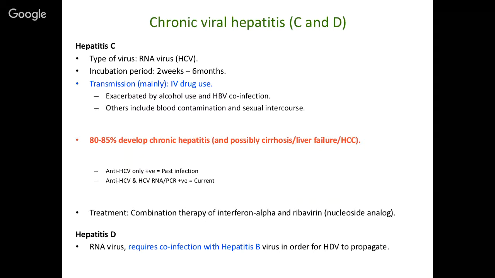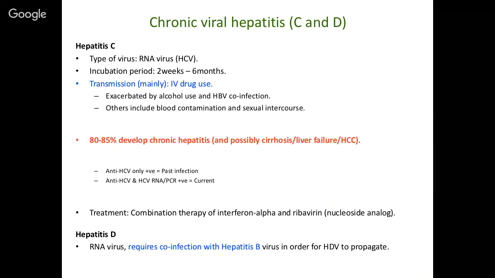Okay, so chronic hepatitis C. Type of virus, incubation period. The main thing to remember here is transmission is mainly by IV drug use, okay? So if you get this in a STEM and it says IV drug use, highly likely to be hepatitis C. Hepatitis C can be caused by other things as well, so blood contamination and sexual intercourse, but it's very commonly seen in IV drug users.